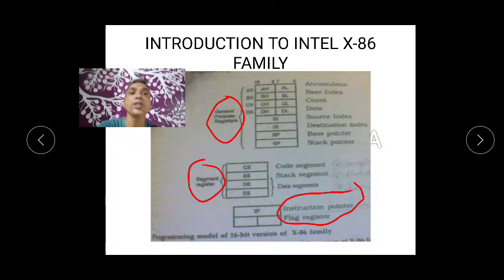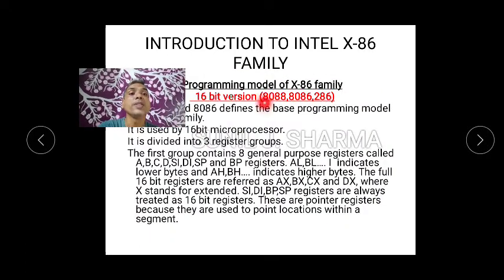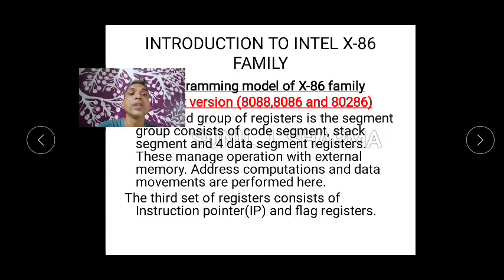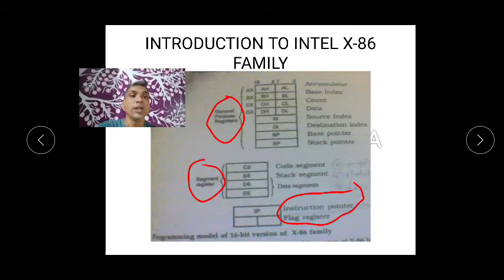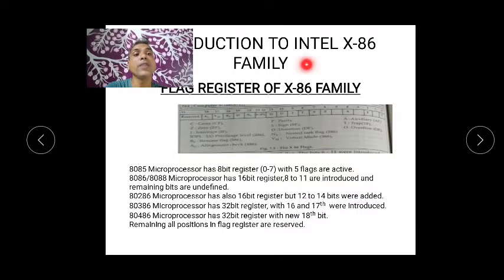So I hope you understood the programming model of 8085, and the programming model of the 16-bit as well as the 32-bit version. One more thing I just want to tell you: the 16-bit version is applicable only for 8088, 8086 and 286. Now the last concluding topic of this chapter is the flag of x86.